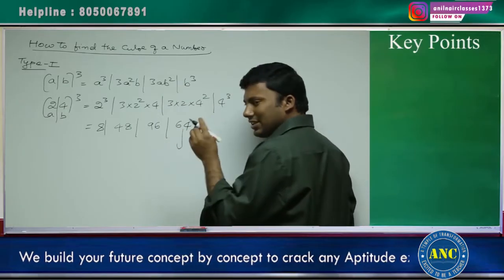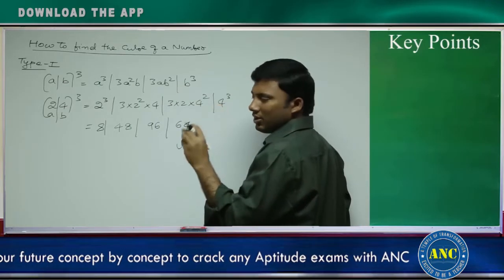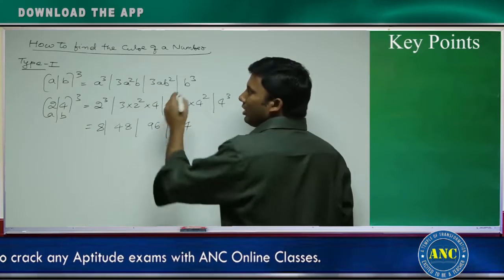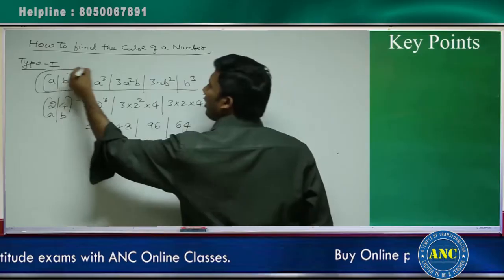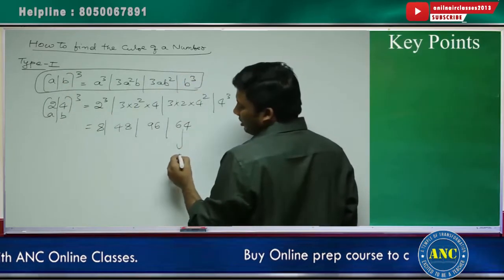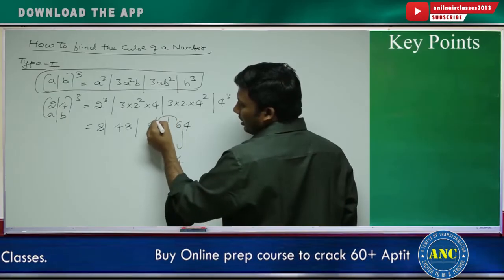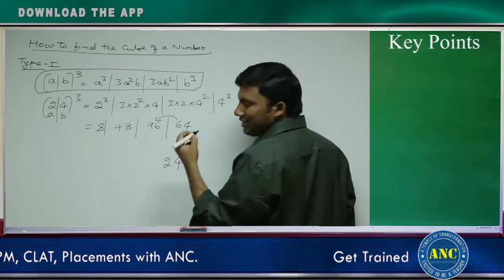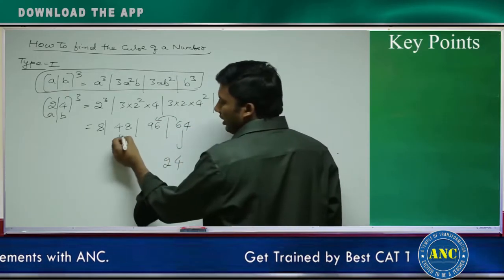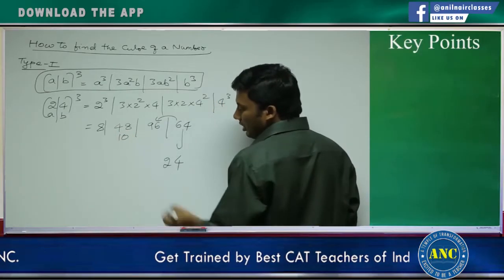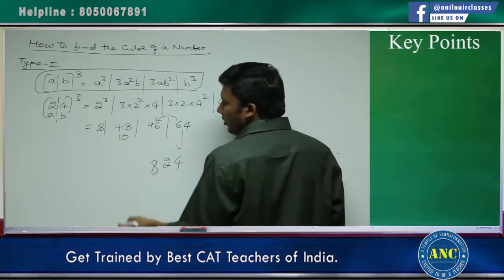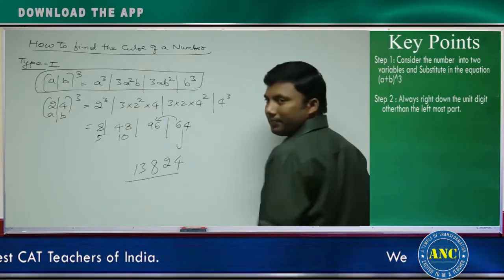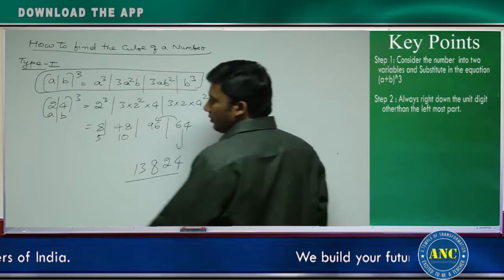It is equivalent to (A plus B) whole square. Whatever the ways in which we solve (A plus B) whole square, only the notation is different. The remaining everything else is same. 64, write down 4, 6 carried. 96 plus 6, 102. What is the unit digit in 102? 2. 10 carried. What is 48 plus 10? 58. Write down the unit digit 8. 5 carried. What is 8 plus 5? 13. One more example.